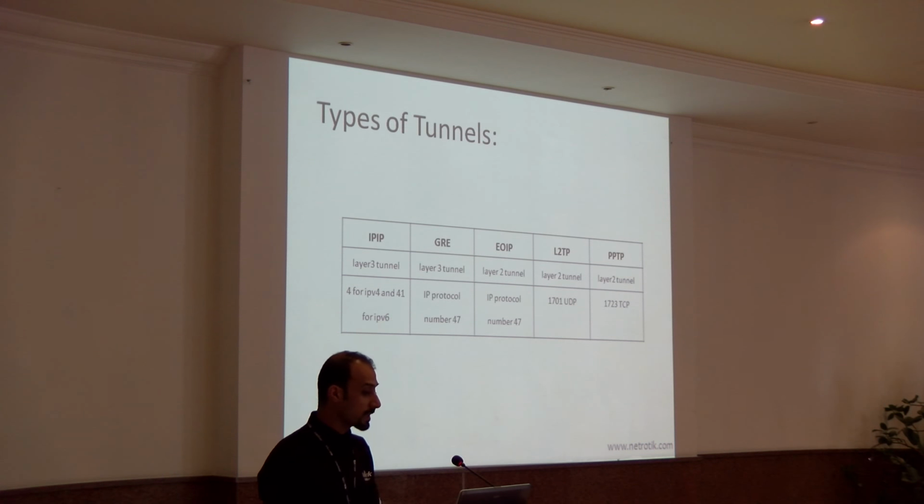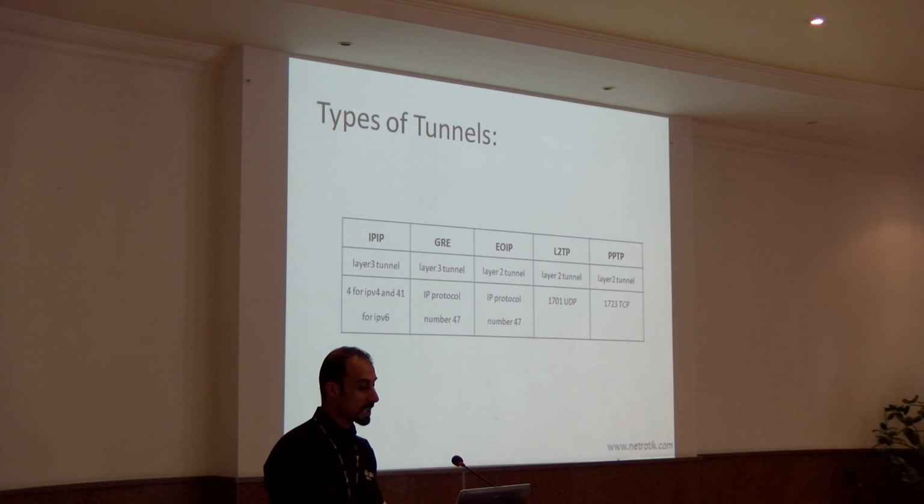In this slide, we see many types of tunnels. For example, the IP in IP tunnel and the GRE tunnel work at layer 3 of the OSI model. IP in IP uses protocol number 4 for IPv4 and 41 for IPv6. And the GRE uses IP protocol number 47 for connecting two sites together.